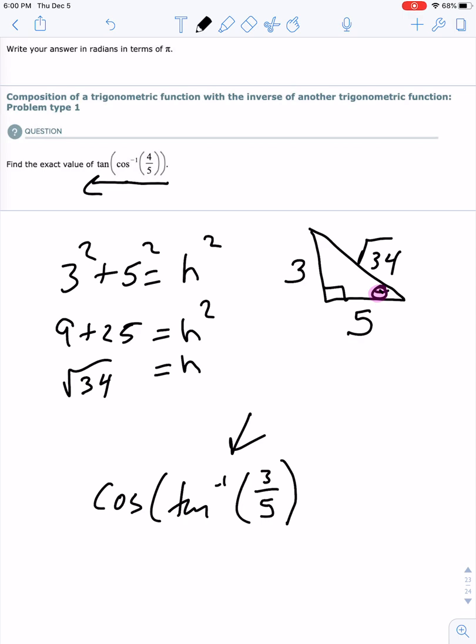So we know we're dealing with this theta here, so we want the cosine of that theta. So cosine is equal to adjacent over hypotenuse. And there we go. We were able to find that without ever solving for theta itself.